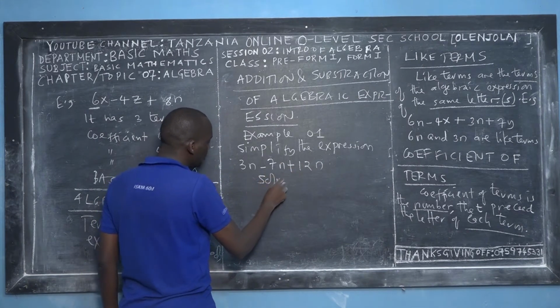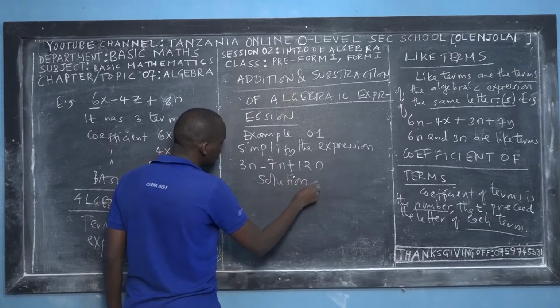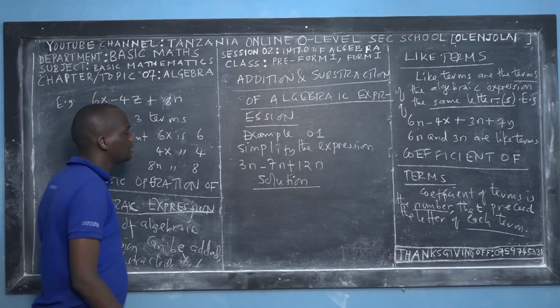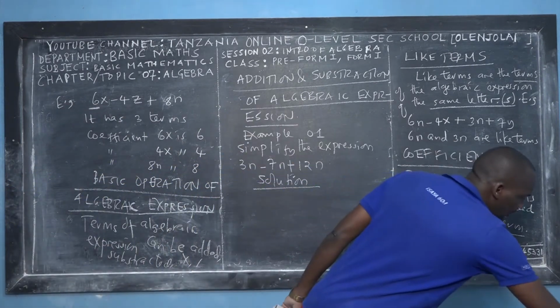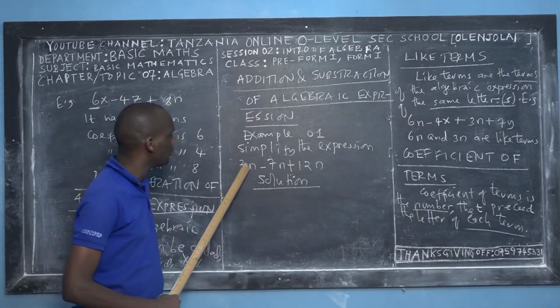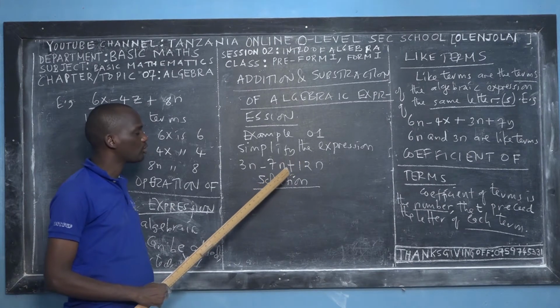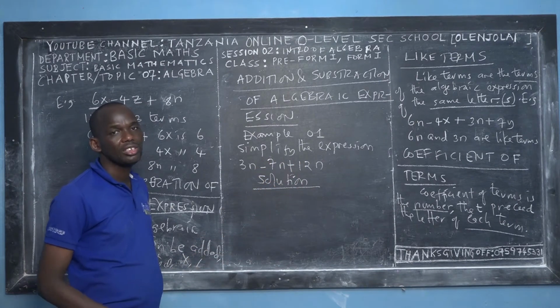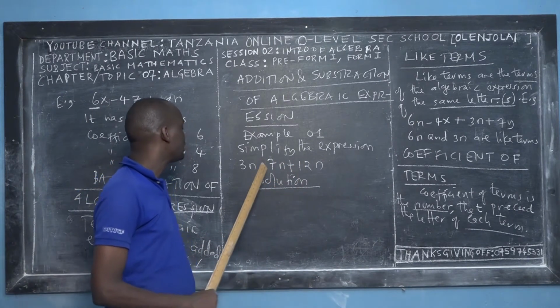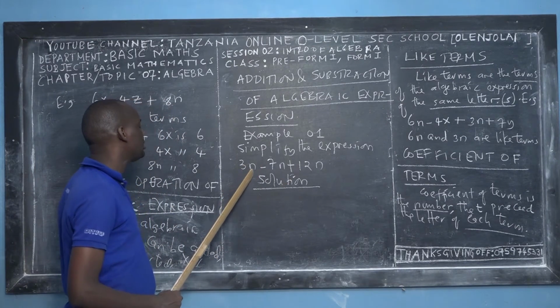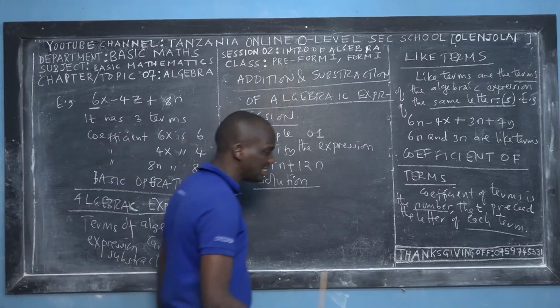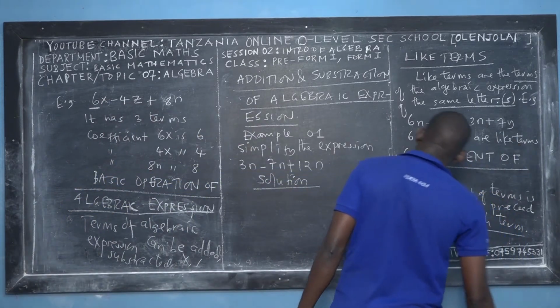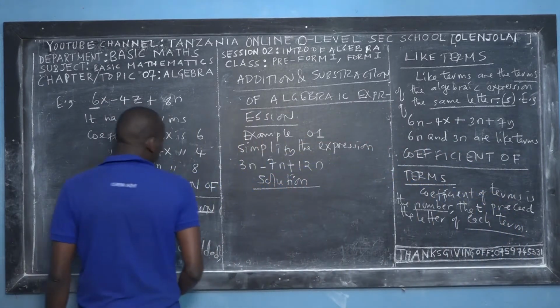Solution. Very simple question. We have to simplify. First of all, how many terms do you have in the given expression? 3: 1, 2, 3. How many basic operations? 2: minus and addition, right? Are these like terms? Yes, they have the same letter in each term.